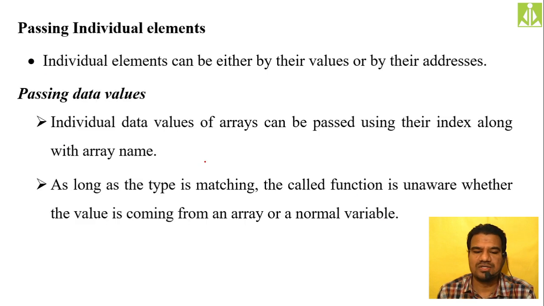argument to function. So passing individual elements, again, we can either pass the values or we can pass the addresses. So again we are having two concepts over here. We can pass individual values, or we can pass the addresses of the individual parameters. So passing individual values is nothing but pass by value mechanism, call by value mechanism. Passing their addresses is nothing but call by reference mechanism.